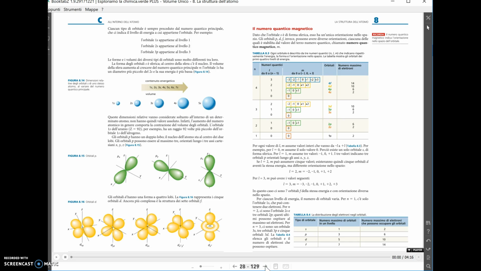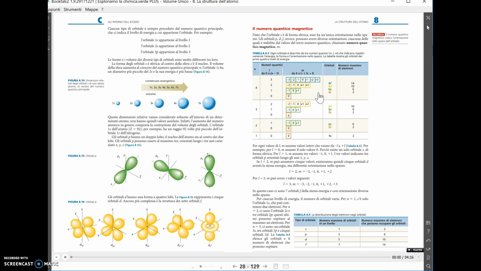The secondary quantum number, l equals 0, 1, ..., n minus 1, specifies the number of orbitals with different shape that can exist in a given energy level. The magnetic quantum number, m equals minus l, ..., 0, ..., plus l, specifies the orientation in space of an orbital of a given energy, n, and shape, l.